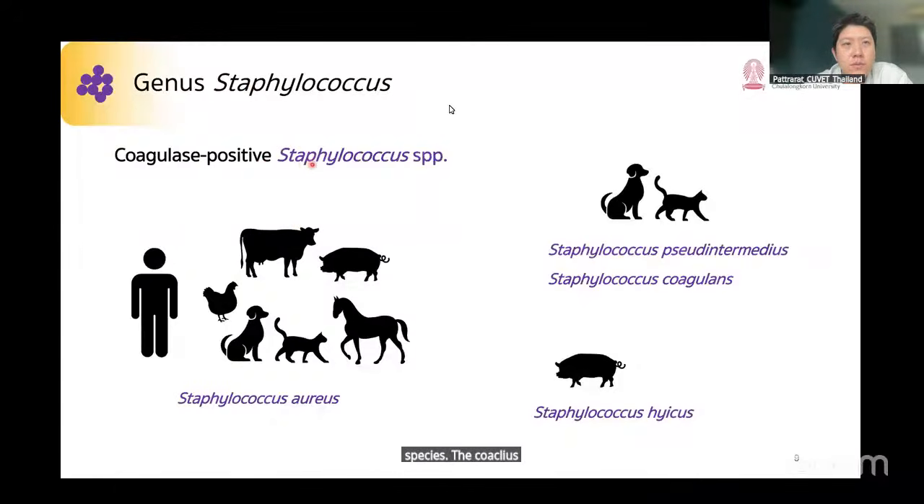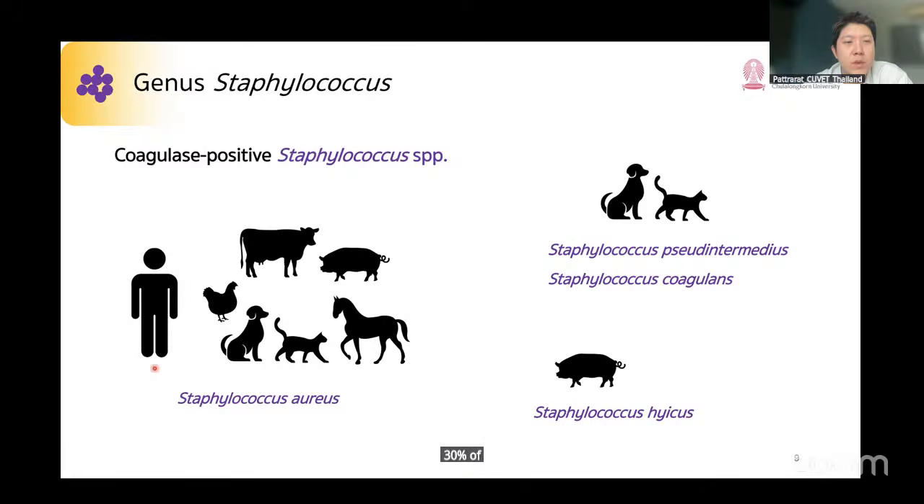Coagulase positive Staphylococcus species are species specific, we can say, because some species are found only in some animal species or animal hosts. For humans, as we know, the coagulase positive species is Staph aureus.